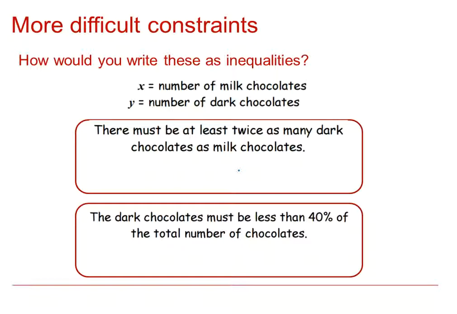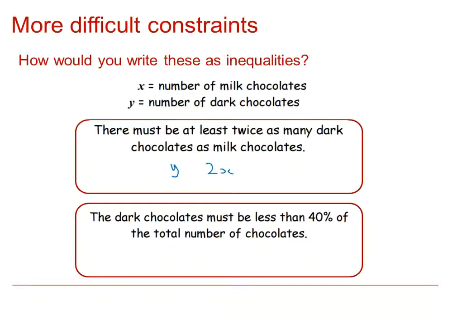Here we have a couple of new problems to think about. Sometimes students find it difficult to interpret these constraints. So X is the number of milk chocolates, Y is the number of dark chocolates, and our first problem here is there must be at least twice as many dark chocolates as milk chocolates. Now students often get this one the wrong way around, and the thing to notice is the number of dark chocolates is going to be more than the number of milk chocolates. So Y, the number of dark chocolates, if that's going to be a big number, is going to be twice X. So Y is the big number because it's twice as big as X.